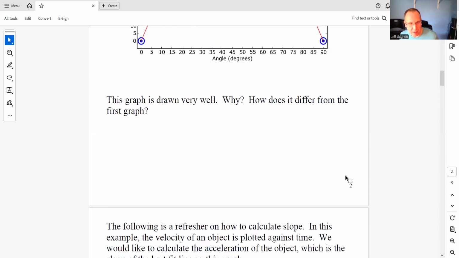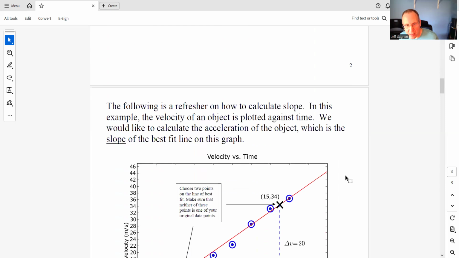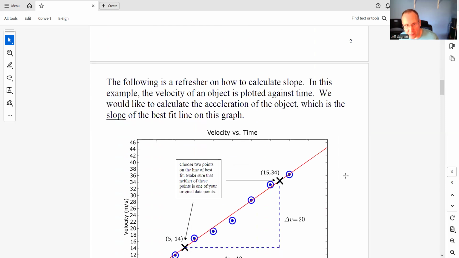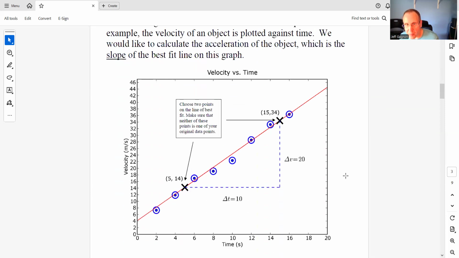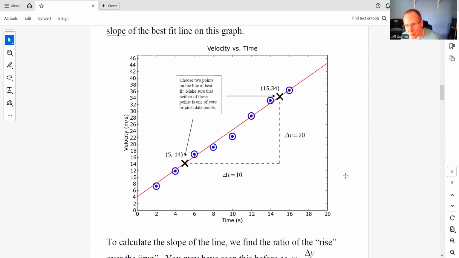Okay. Next page. This is just a reminder on how you would calculate slope if you were to calculate it by hand. Now, again, for this course, when you do these graphs on the computer and you do a line of best fit, it'll give you the slope information. So you don't have to necessarily calculate it by hand. It'll give you the slope.